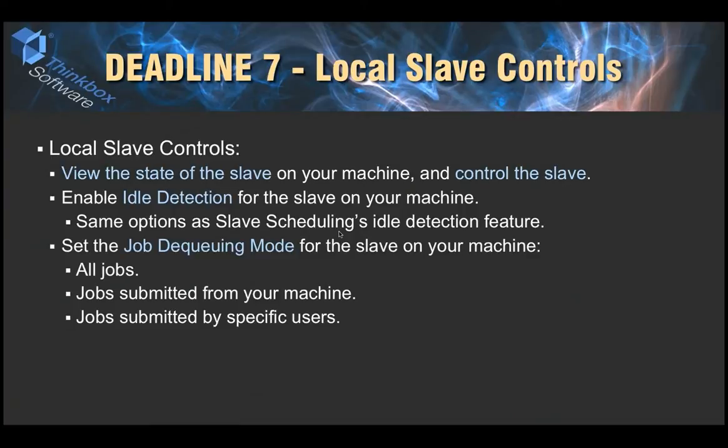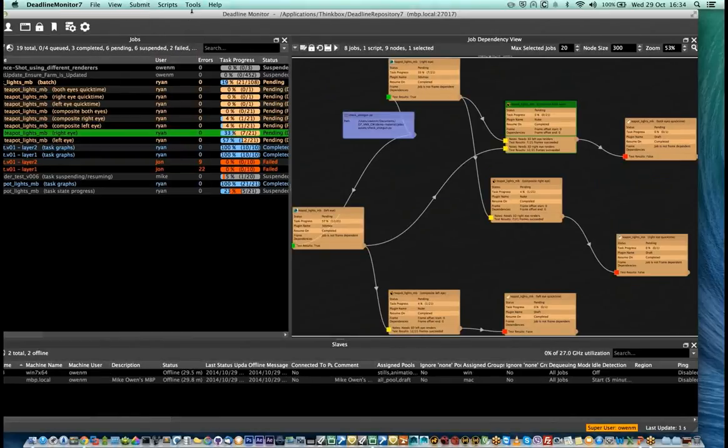We've also got some additional functionality in terms of setting the job dequeuing mode, and by that I mean traditionally all slaves will try to render all jobs, bearing in mind pool, group, limit, and all the other variables that we use to schedule and control jobs. But here we can actually add the dequeuing mode, so jobs perhaps would only be rendered on a slave if they've been submitted from your machine, or perhaps only submitted by one user or a group of users. So let's just see how that now works.